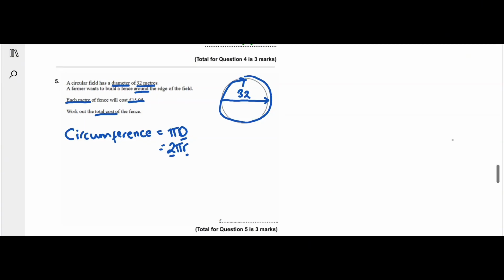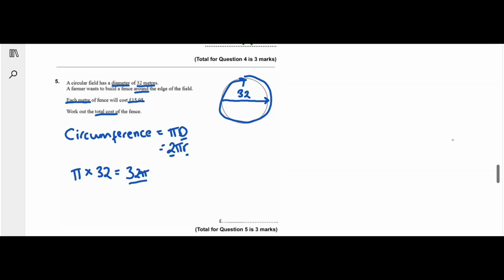So all I have to do here to get the distance around the edge, because I need the distance since it tells me the cost per metre of the fence, is pi times my diameter, which is 32. You'll pop that into your calculator and that will give you the total distance around the edge. So I'm just going to quickly pop that into my calculator. Pi times 32 gives me 100.53, or you might want to leave it at this stage as 32 pi, because then you're not rounding too early. So I would probably leave my answer now just as 32 pi and not convert it to a decimal.